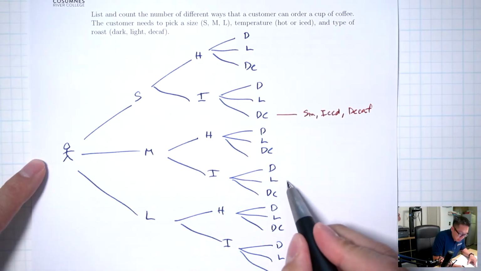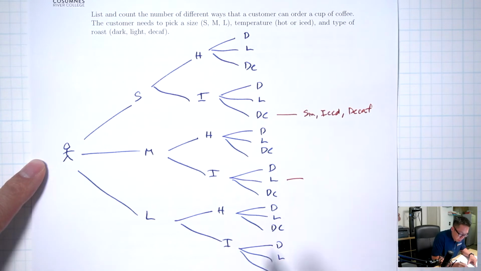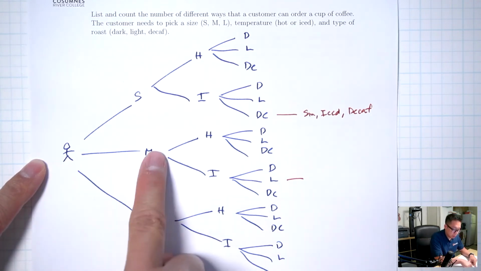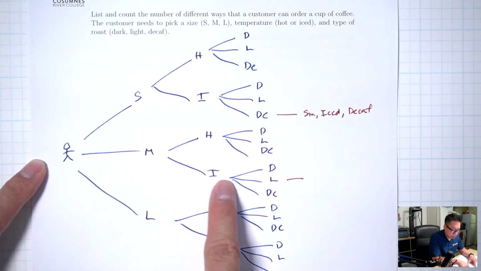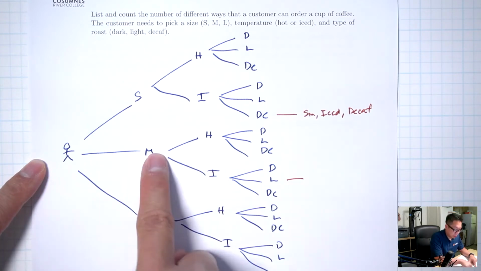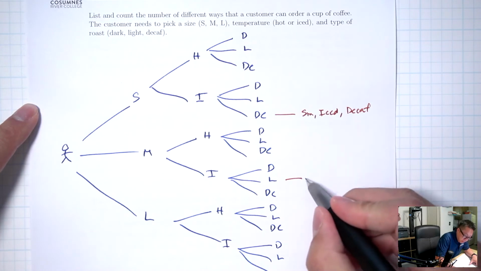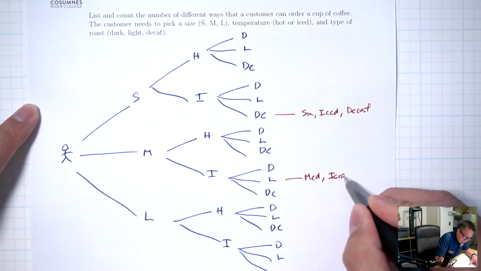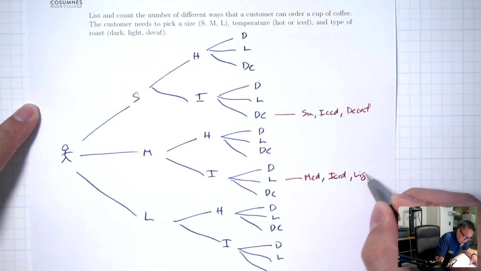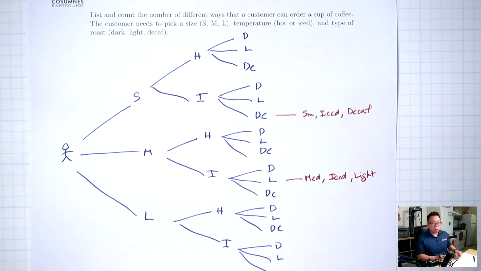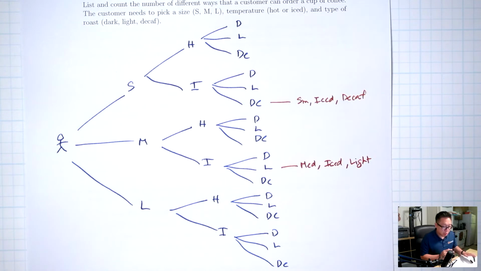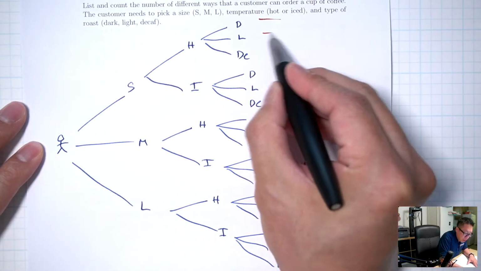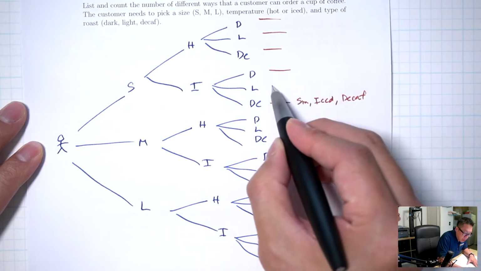Okay, let's try another one. What does this path represent? That path would represent someone going medium, iced, light, right? Medium, iced, light. And so on. Each path, which I'm not going to go through and write what each path represents, represents one way that a customer can order a cup of coffee.